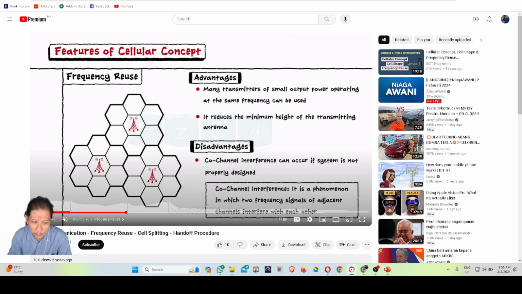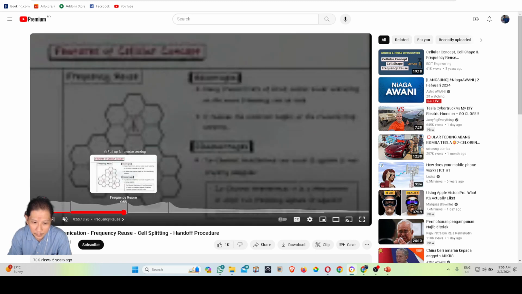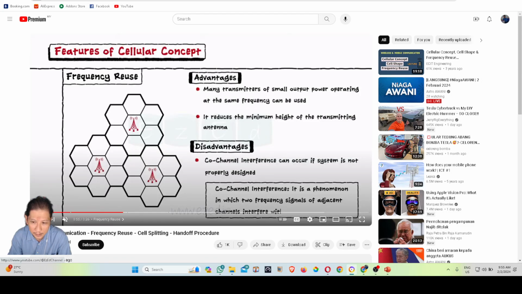Okay, what did it say co-channel is? Co-channel is a phenomenon in which two frequency signals of adjacent channels interfere with each other. It means here that if they are next to each other, they will interfere. So they are located nearby but at different locations, which means that the cells have a distance between them.